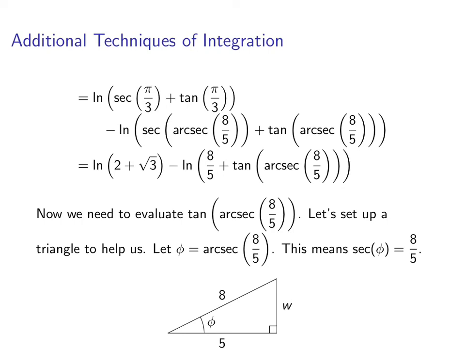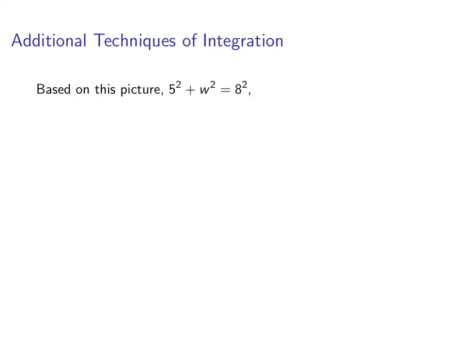As usual, we'll use the Pythagorean theorem to work out what the missing side is. So that missing side is w. Let's just call it w. And the Pythagorean theorem tells us that 5 squared plus w squared is equal to 8 squared. All right, so that gives us w. W is going to be square root of 39.